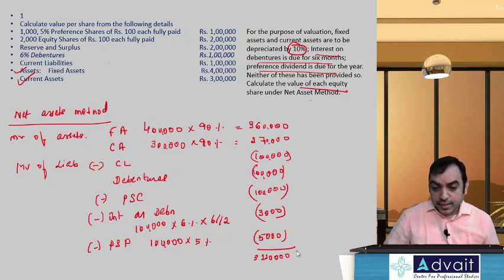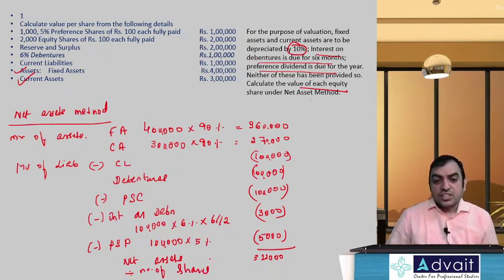This is the net assets. On a per share basis, divide by the number of shares. They said equity shares of 100 each, 2 lakh. 2 lakh divided by 100 means 2,000 shares. So 3,22,000 divided by 2,000, you get 161 rupees per share.